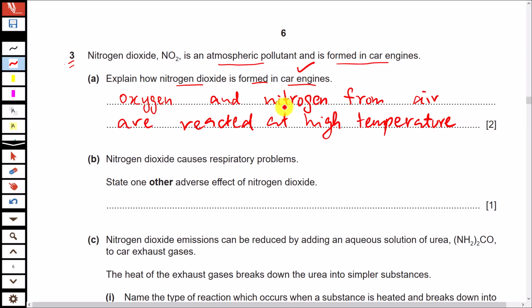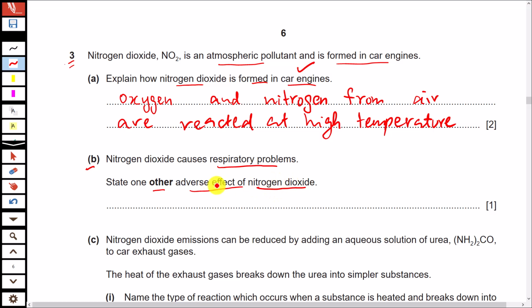Oxygen and nitrogen both are present in the air, but they don't react at ordinary conditions. But we know inside car engines the temperature is very high due to the combustion reaction, which is exothermic, and as a result they react together and nitrogen dioxide is produced. Nitrogen dioxide causes respiratory problems. State one other adverse effect of nitrogen dioxide.